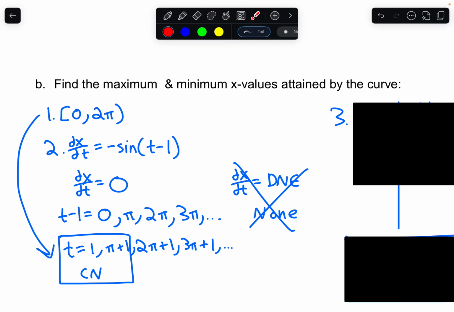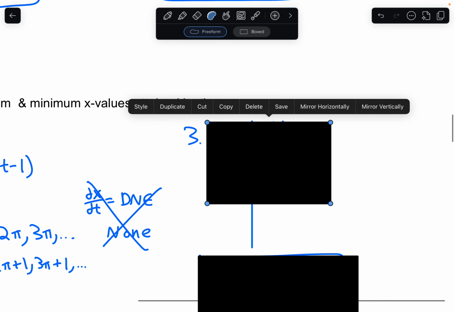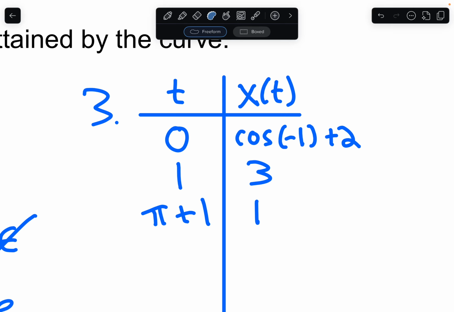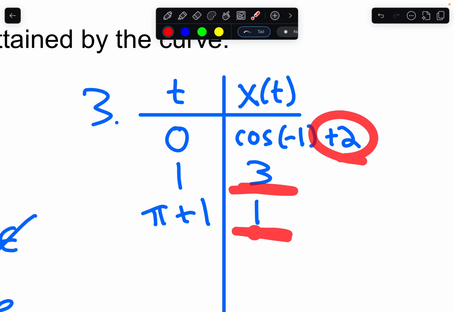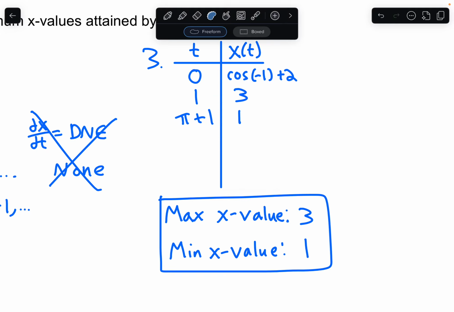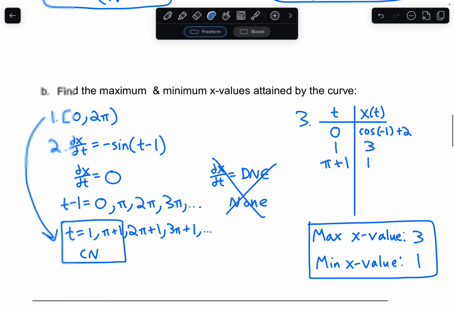So again, for the max and min x's, I only have to consider 0 and then my 2 critical numbers. So let's make a table. And now it gets a little bit tricky. Cosine of -1 radian is definitely going to be somewhere between 1 and -1 added to 2. So it's not bigger than 3. It's not less than 1. And so those are going to be my max and min x values.